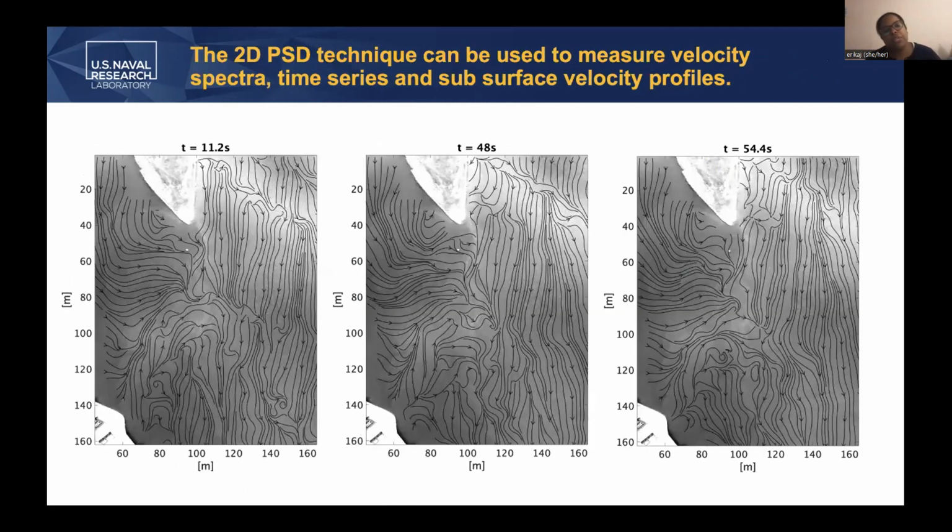And so we can start to look at how this recirculation jet is interacting with the main section of the river when we look at the time series of, or how the velocity field is evolving in time. And what you can see is that there's eddies here in this recirculation jet that are coming up and then entering into the main body of the river, and you can watch that evolve in time.